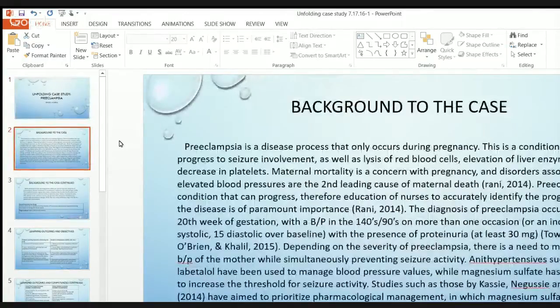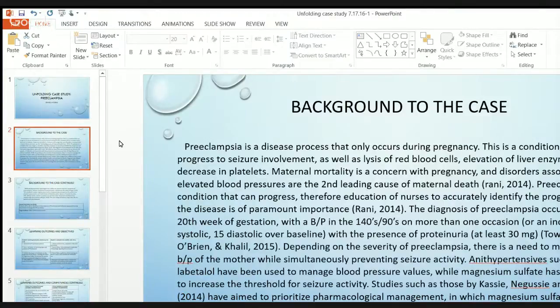We're going to start off with a little background to the case, which is just going to talk to you a little bit about what preeclampsia is. Preeclampsia is a disease process that is unique to pregnancy. The process is very similar to chronic hypertension, but it follows a slightly different path.